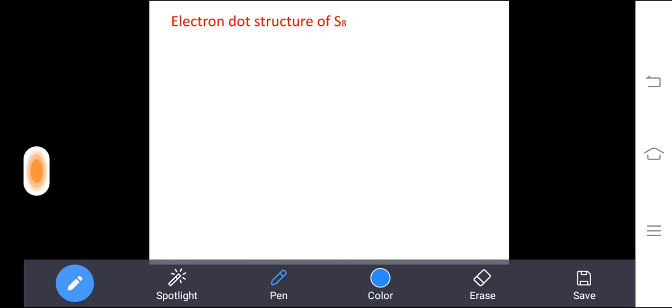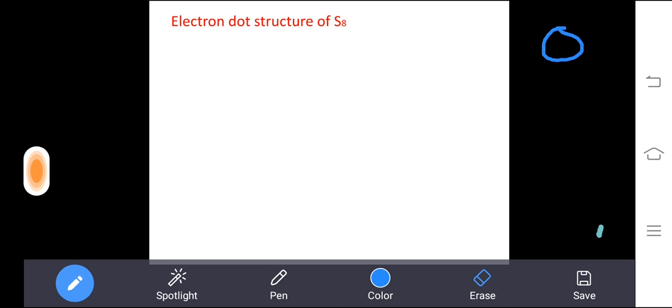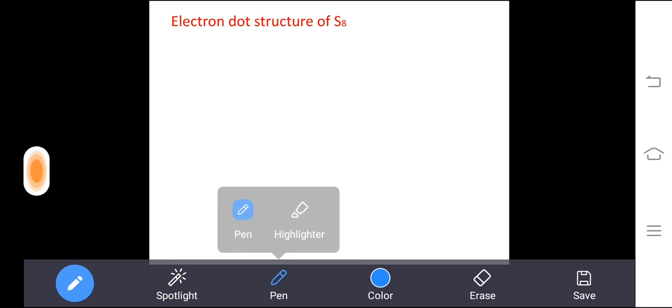So the valence electron for sulfur is very simple to remember because it comes in the oxygen family: oxygen, sulfur, selenium, tellurium, polonium, like that. In the same group, the valence electrons will be the same. This we know, the trend in the periodic table. So the valency for oxygen and sulfur will be the same, that is 6. So 8 sulfur are there.